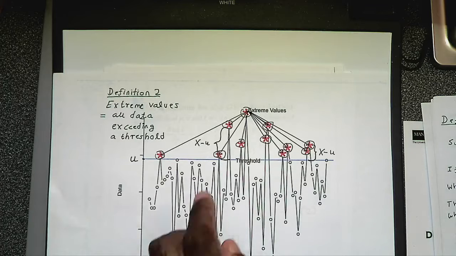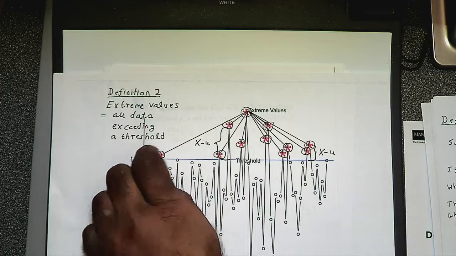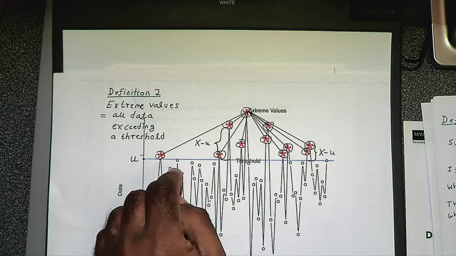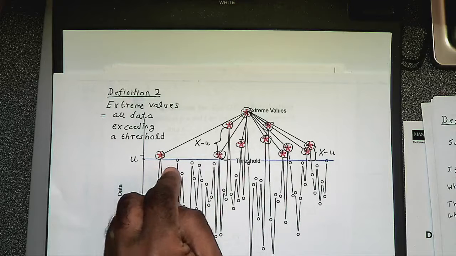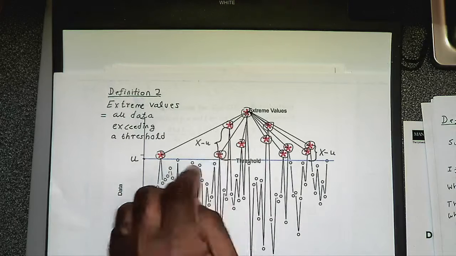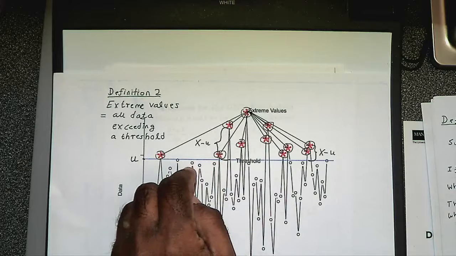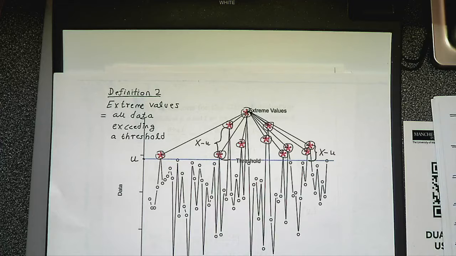All right, now let's move on to definition 2, guys. In definition 2, the extreme values are defined as all values exceeding a threshold U. So the blue line is the threshold U, and all the data values above this line are extreme values, right? So far we only talked about definition 1. Today I'm going to start talking about definition 2. I hope you watched this video.